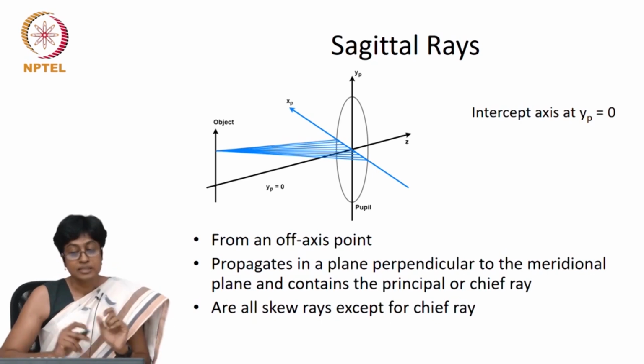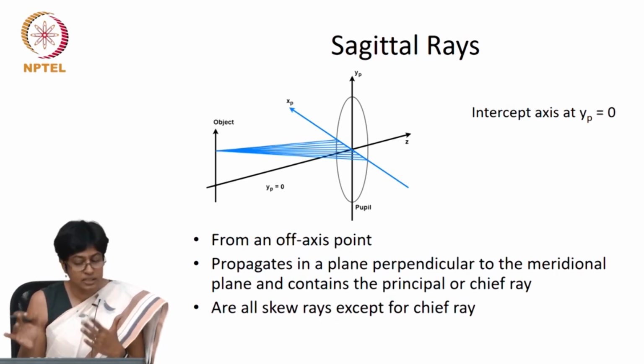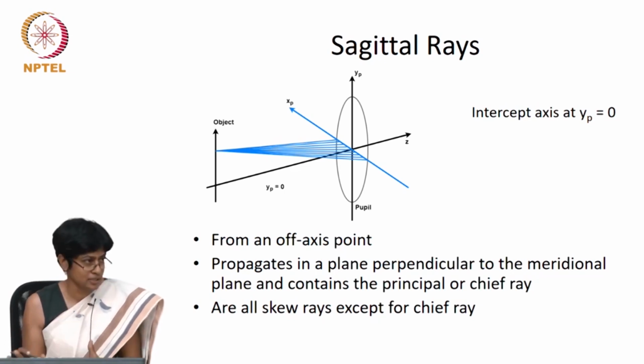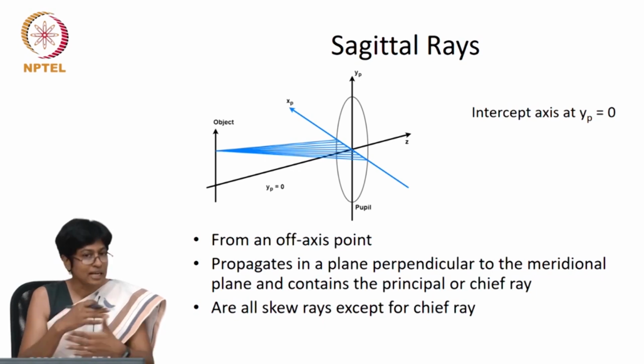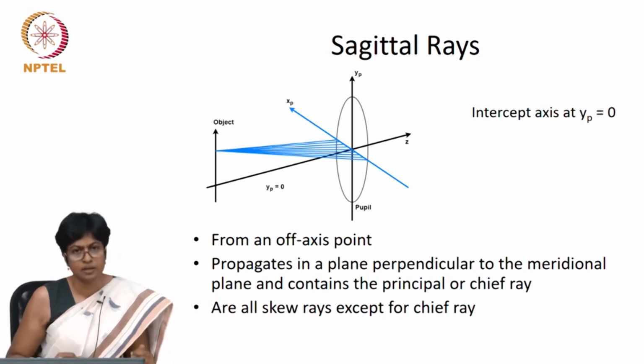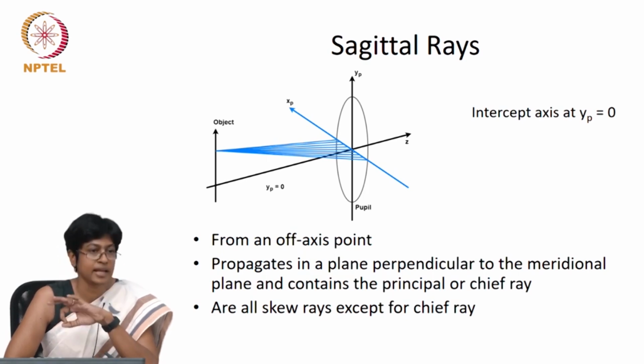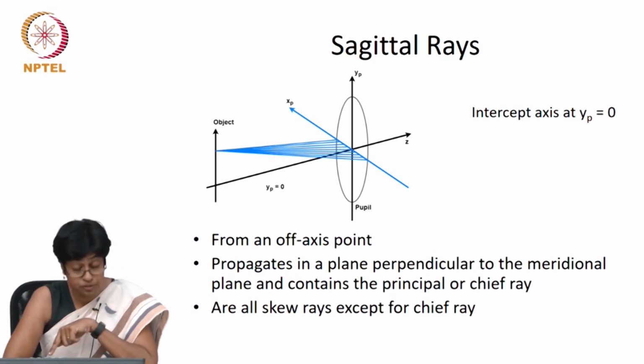Okay. Sagittal rays propagate in a plane perpendicular to the meridional plane, and it also contains the chief ray. The meridional ray plane also contains the chief ray. So basically the intersection between these planes is where the chief ray is traveling. Yes, you're right. The chief ray is both a sagittal ray as well as a meridional ray. It is both of them. Yes, it satisfies the definition of both of them. Okay. Sagittal rays are skew rays except for the chief ray.